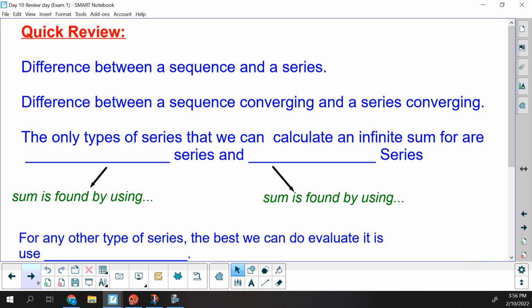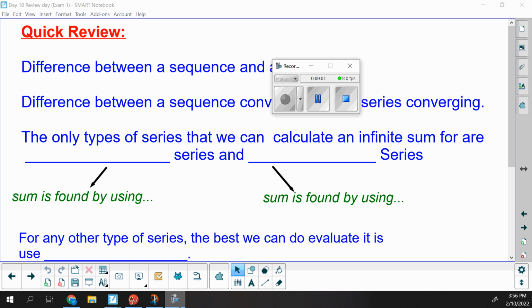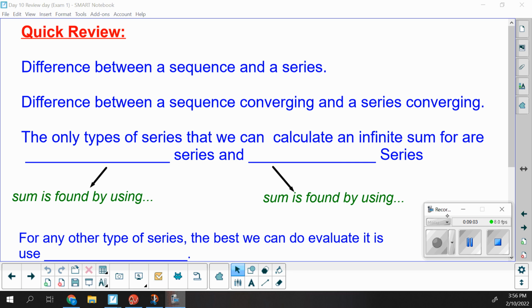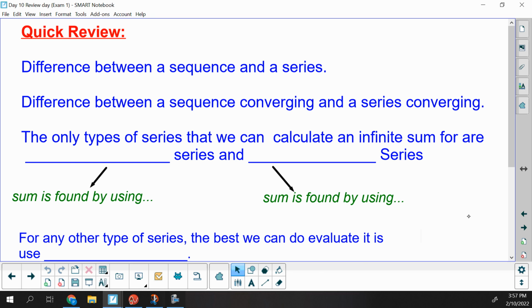All right, so let's review a couple things first before we do some problems. This is in your packet under the day 10 review. You want to make sure you're comfortable with the difference between a sequence and a series. So a sequence is a list of numbers, and a series is a sum of a sequence.